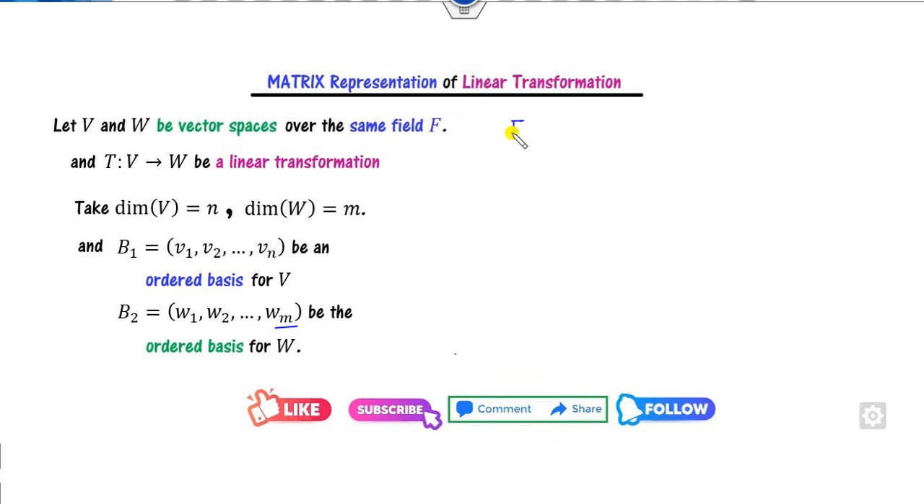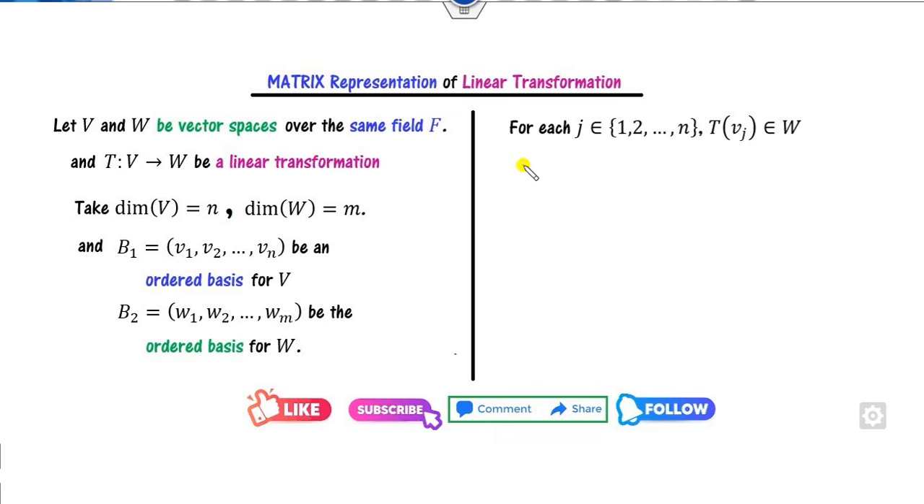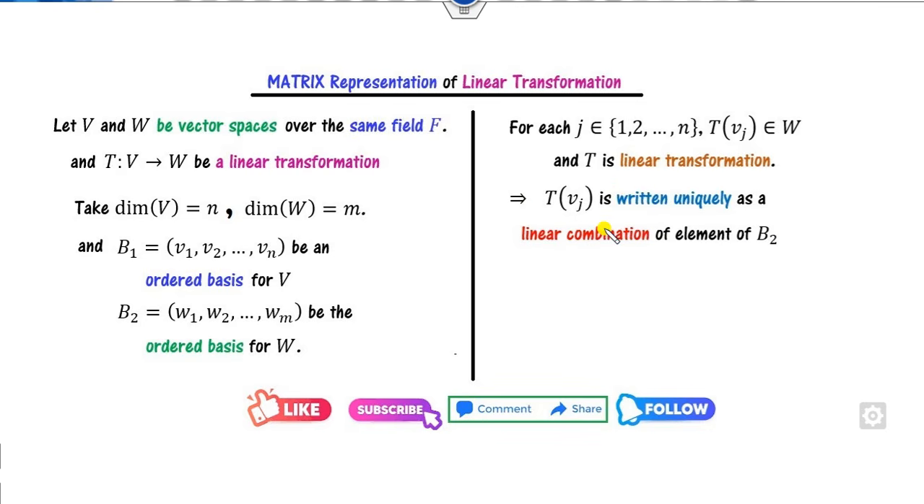Now because my mapping is from V to W, I can choose any element, say Vj. If I apply the transformation, because it is linear, it belongs to W. So for each j, the element T(Vj) belongs to W. And since capital T is a linear transformation, I can write it uniquely as a linear combination of the basis elements of W.